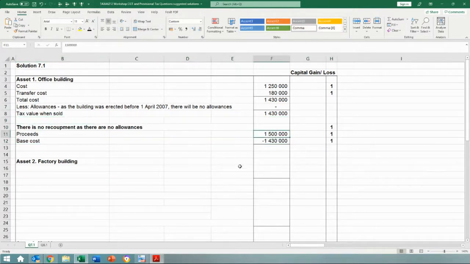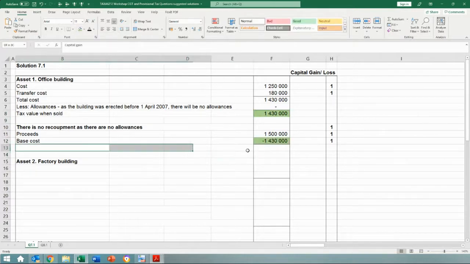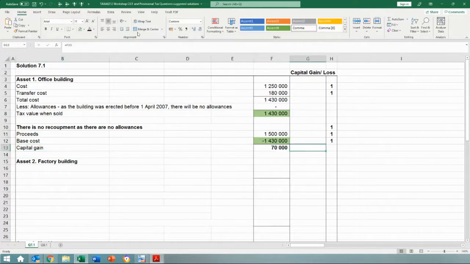So you start with the 1.4 million, 1.5 million for the proceeds. The base cost we take from the total tax value when it was sold. And then we work out the capital gain that we've made on this asset is 70,000. Okay, so that is the first asset's capital gain. We made a gain of 70,000.